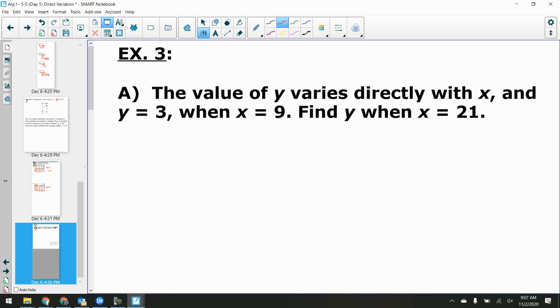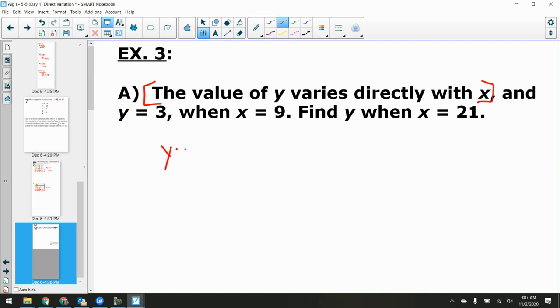All right, now this is where it starts to get a little fun. The value of y varies directly with x, and y is 3 when x is 9. Find y when x is 21. So I know that this is a direct variation. Please pay attention to these problems. In my opinion, these ones are the most difficult ones that are going to be on the test. The value of y varies directly with x. That piece right there tells me this is a direct variation.